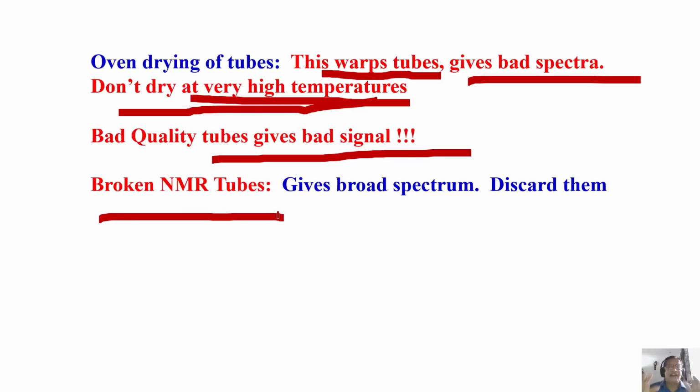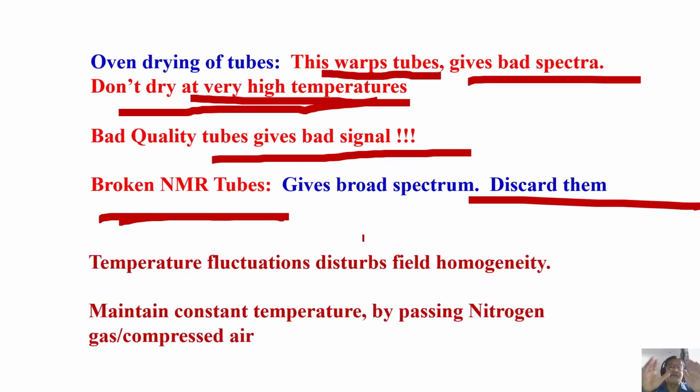Sometimes we are used to that. Some tip of the NMR tube, let us say, is broken. We say, okay, no problem. Use the same tube. Sometimes it gives a very broad spectrum. If there are broken NMR tubes, please discard them.